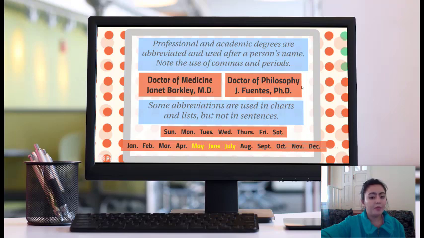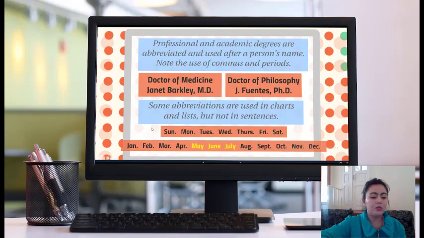Some abbreviations are used in charts and lists, but not in sentences. For example, as we have seen before, in the headlines they are always given as Sun, for example, Sun, 12th October. Days of the week are also abbreviated: Sunday, Monday, Tuesday, and so on. And months can also be abbreviated.